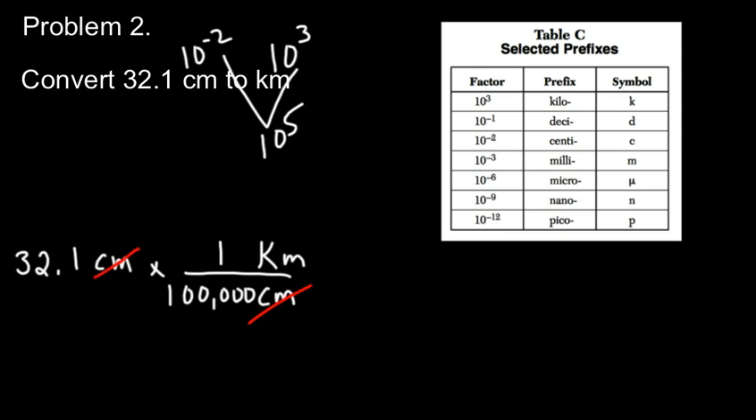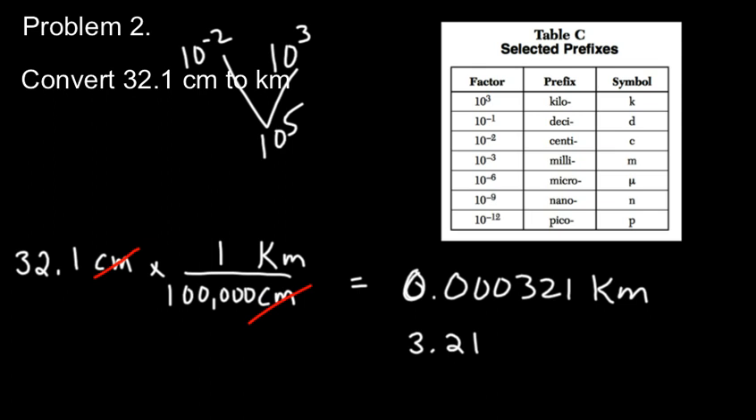When we multiply this out in our calculator, 32.1 divided by 100,000, we're going to get the number 0.000321 kilometers. Let's make that nicer looking and put that into scientific notation: 3.21 times 10 to the negative 4 kilometers.